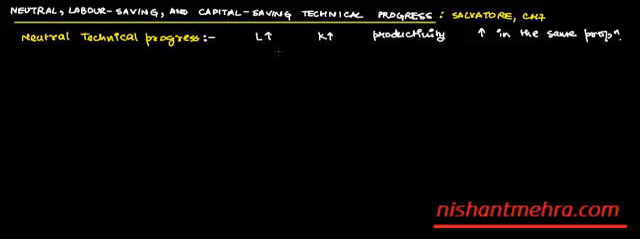So in case both labor and capital productivity are increasing in the same proportion, this implies that the capital labor ratio remains the same. It remains the same after the technical progress.